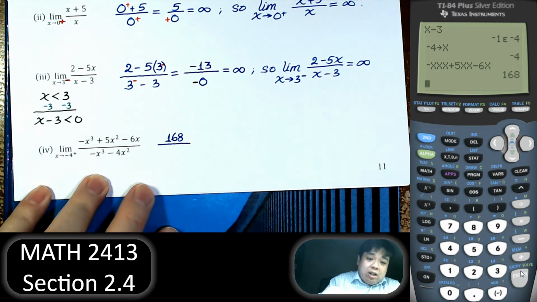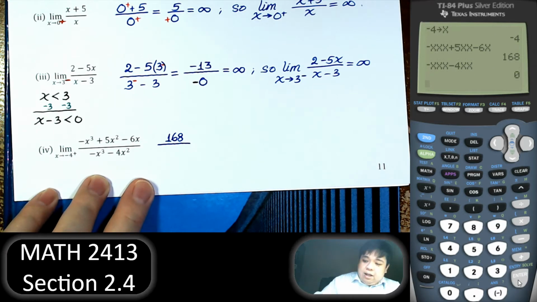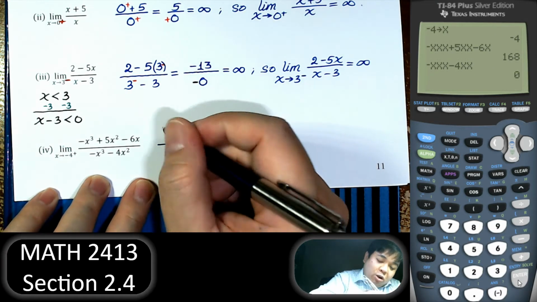Because I'm not sure what that is equal to. Next, how about negative x cubed minus 4x squared? That is 0. Then that's what we have to worry about.